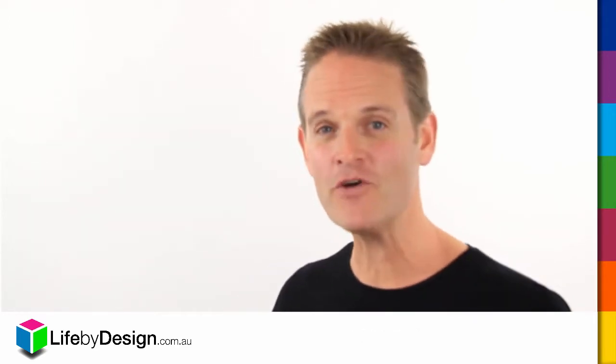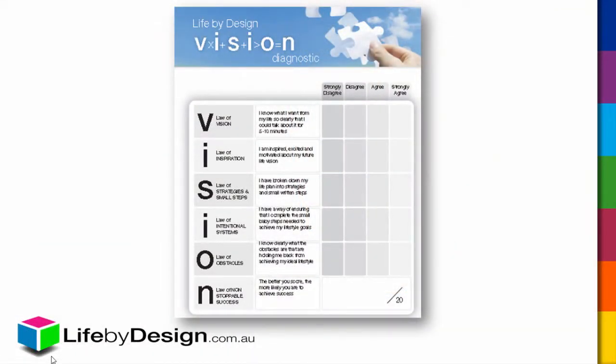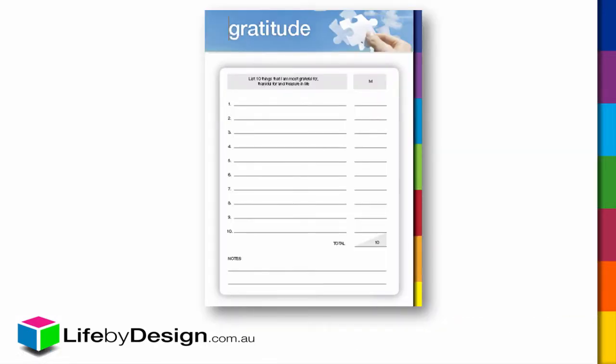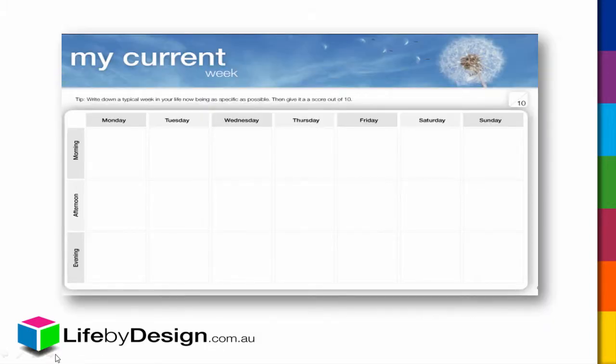So far in the program, we've gone through a whole series of quick start tools. We've looked at your vision diagnostic and checked in on how you're going and where your strengths and weaknesses are around your vision. We've looked at 10 quick strategy ideas that'll help you move forward and hopefully get more clarity of purpose. We've looked at one of those ideas so far around the gratitude principle and how important it is to be appreciative of the simple things, and that can improve your happiness by as much as 20 to 40%.